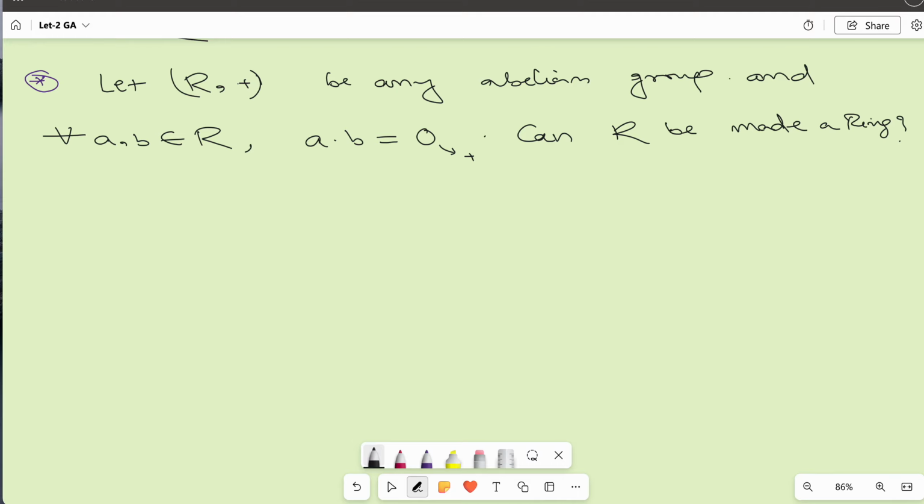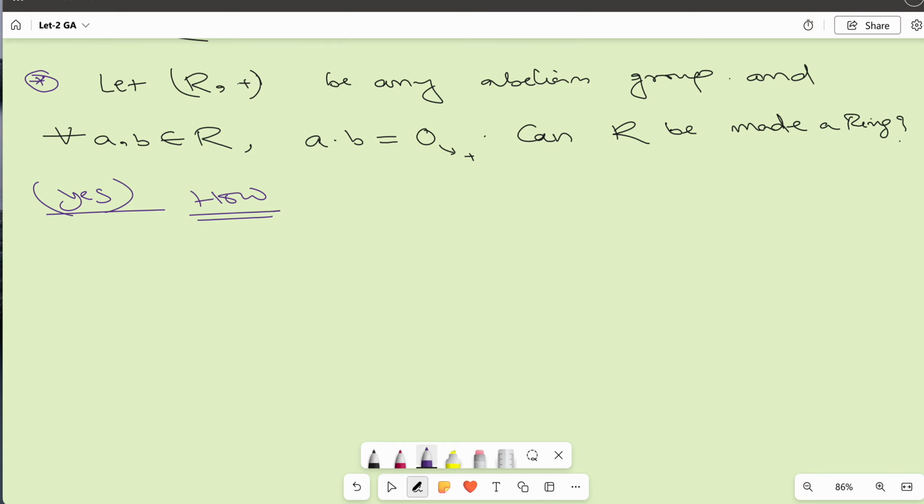This kind of question is very trivial, and you might be asked this kind of question in any interview, right? If you have any abelian group with the operation A dot B equals 0 for every A, B inside R, can this R be made a ring? The answer is yes. You can make it. How? Let me show you, but before that, you just think.